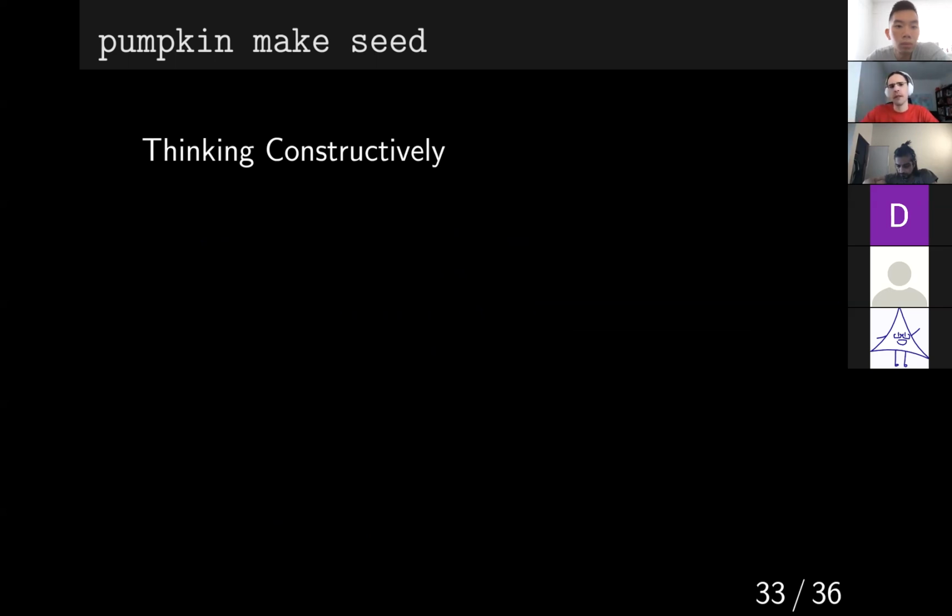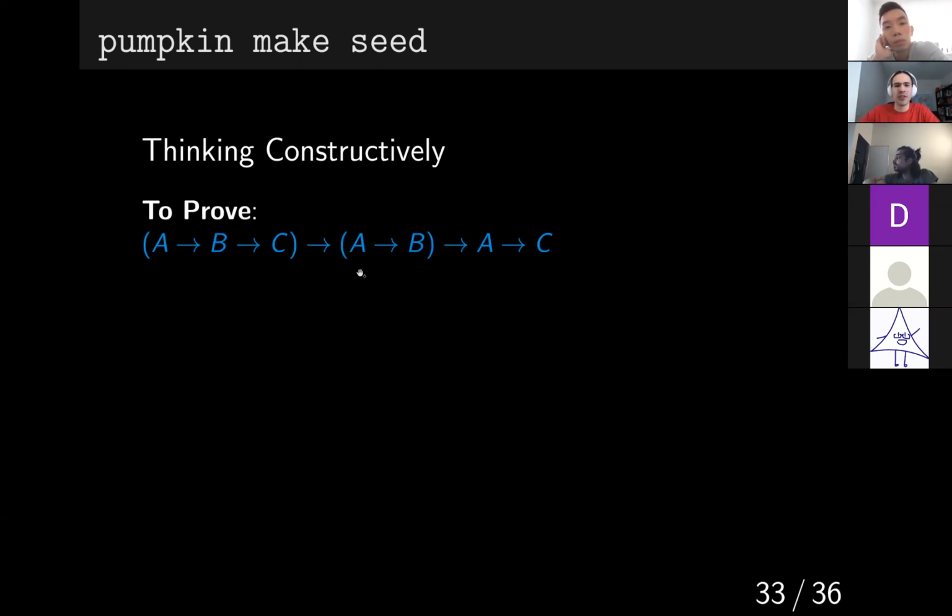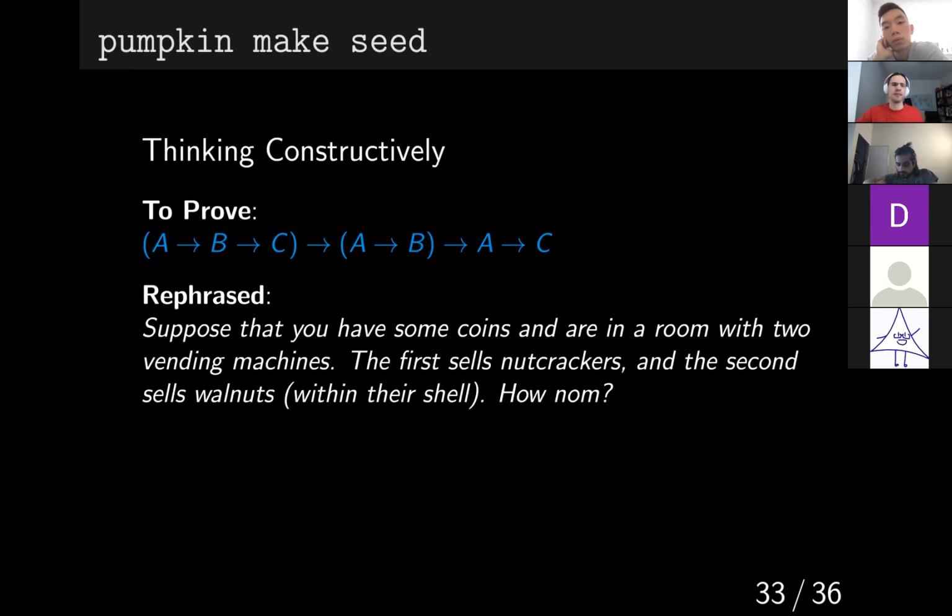So suppose we're trying to prove the statement A implies B implies C implies A implies B implies A implies C. So remember, it's right associative. So the left-hand side is this, the right-hand side is this, and then the right-hand side internally has the left-hand side of this and the right-hand side of this, etc. So how do I prove the statements? Well, I can actually take this and I can reword it. And I'm going to reword it like this.